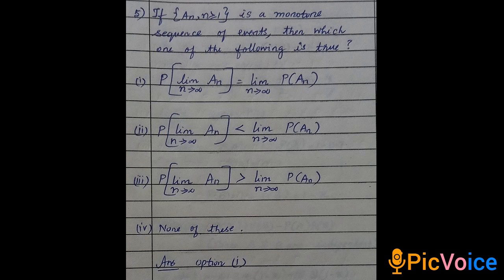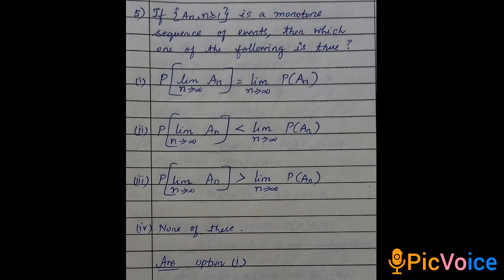Next question. If sequence A_n, n greater than or equal to 1, is a monotone sequence of events, then which one of the following is true? Here four options are given. First option is probability of limit n tends to infinity A_n is equal to limit n tends to infinity probability of A_n, and second option is probability of limit n tends to infinity A_n is less than limit n tends to infinity probability of A_n. Third option, probability of limit n tends to infinity A_n is greater than limit n tends to infinity probability of A_n. Fourth is none of these.